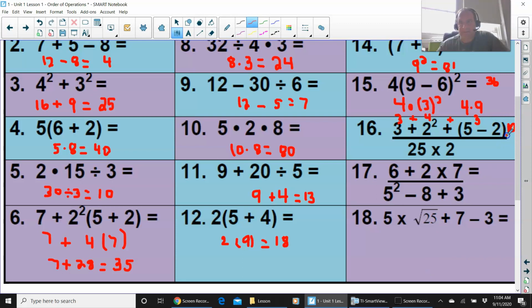So it's a 10. Sorry, I'm squeezing that in there. 25 times 2, which is 50.